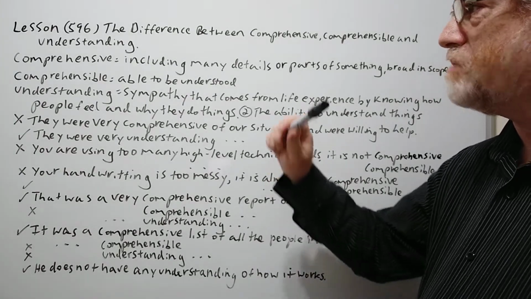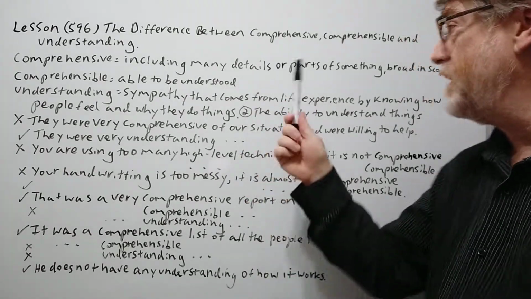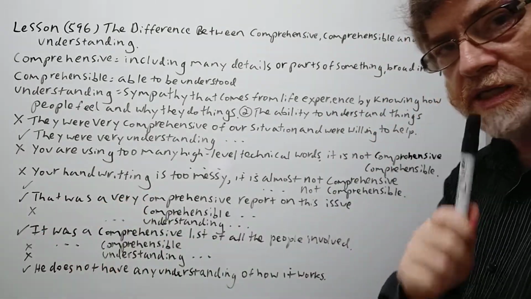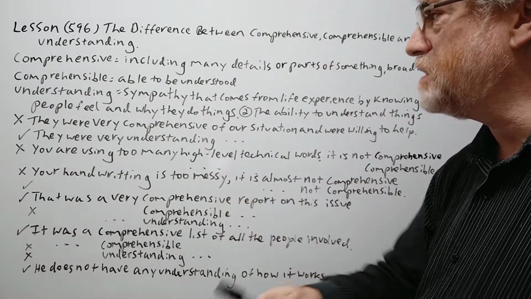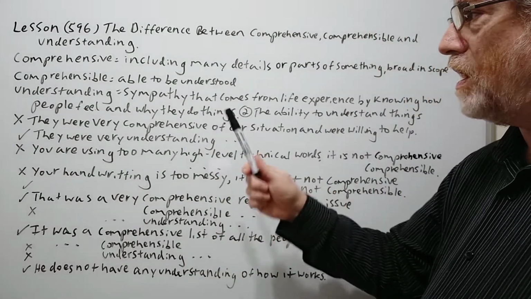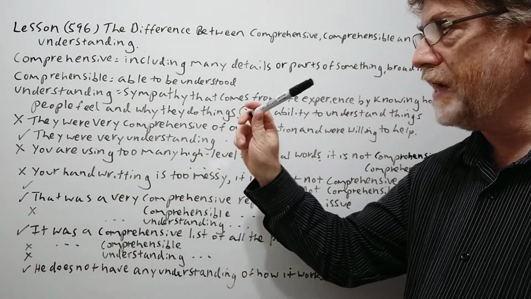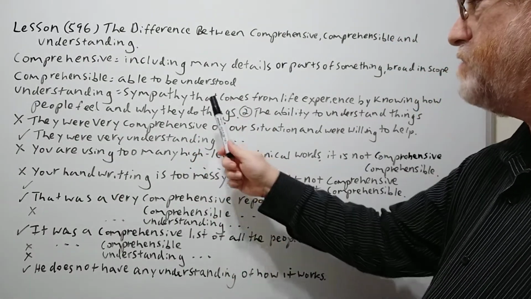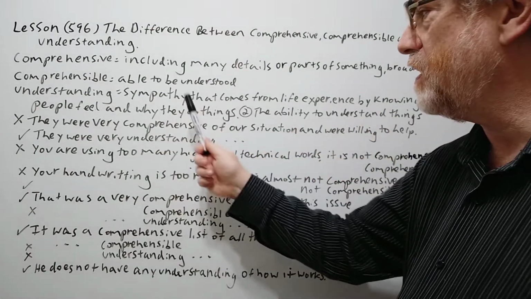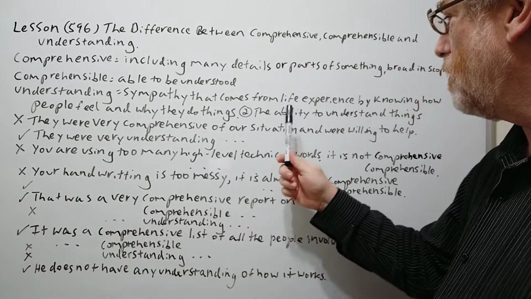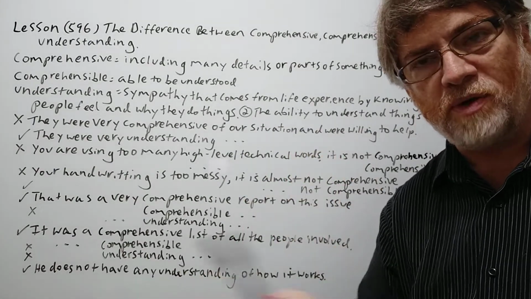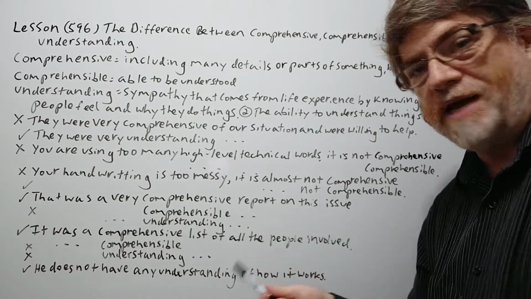If we say something is comprehensive, it means including many details or parts of something, or broad or wide in scope. So that's how you should use that one. Comprehensible just means that you're able to understand it. Now understanding: we have both an adjective meaning and a noun meaning here. The adjective meaning is sympathy that comes from life experience, by knowing how people feel and why they do things. Or number two, the noun would be the ability to understand things. So we need to know both of these so you can understand the examples I'm giving.